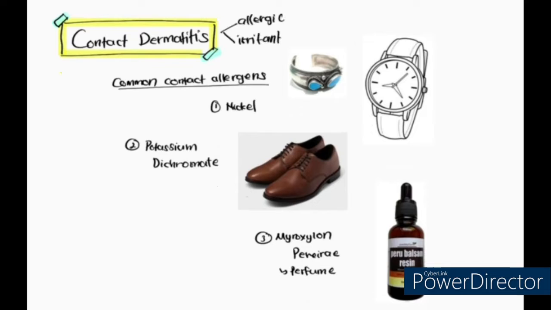Contact dermatitis can be either allergic or irritant, and irritant contact dermatitis accounts for 80% of all contact dermatitis. Common contact allergens include nickel, potassium dichromate, which is the chemical used to tan leather, and perfume that contains myroxylon pereirae.